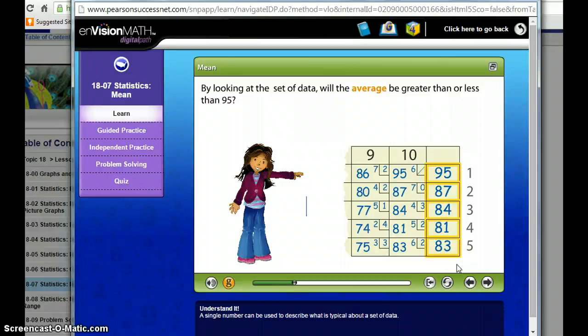Grace? Okay, but remember, you're going to add them all up to get the sum, Grace, and then you're going to divide that number by 1, 2, 3, 4, 5, because there are 5 numbers in the group.